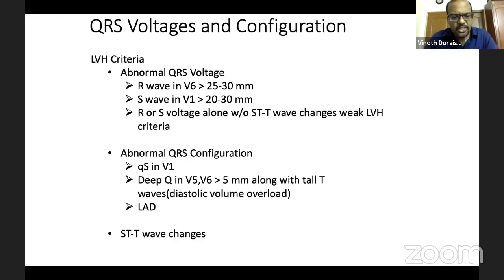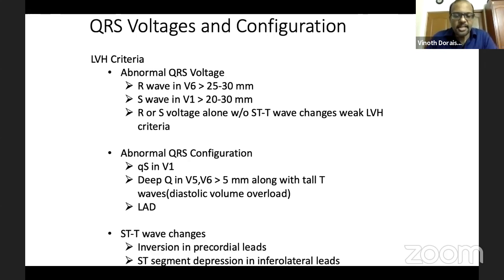So a left axis deviation can also signify left ventricular hypertrophy. Abnormal ST-T changes like ST depressions in precordial leads or T wave inversions in precordial leads also signify more that there's a left ventricular hypertrophy than if these findings are not there.